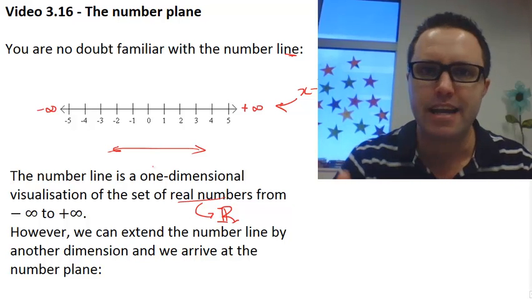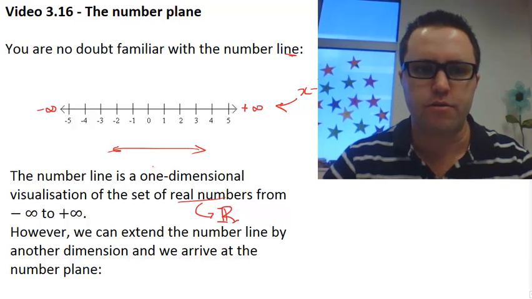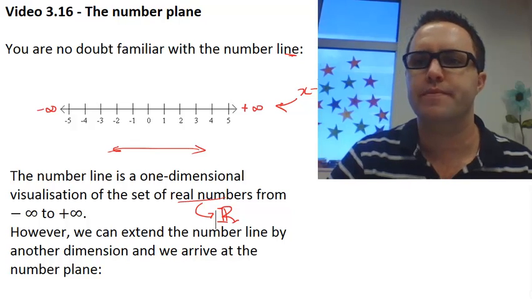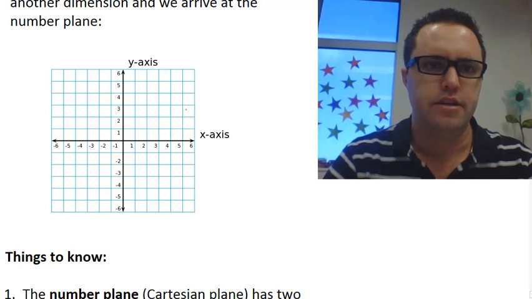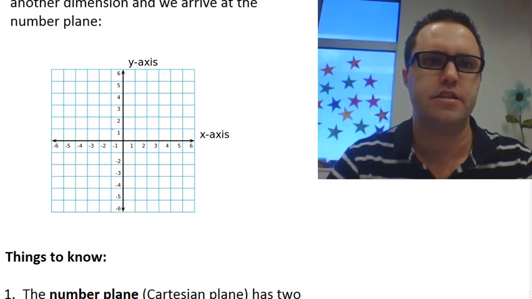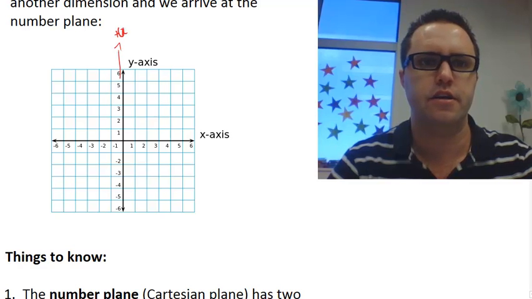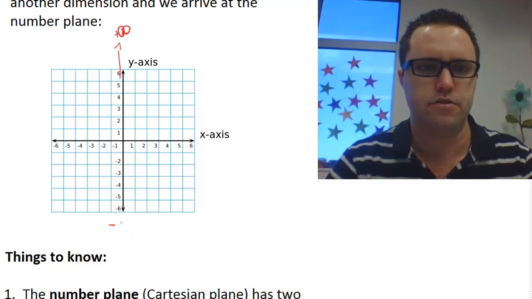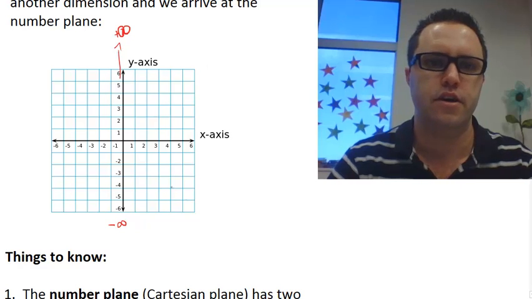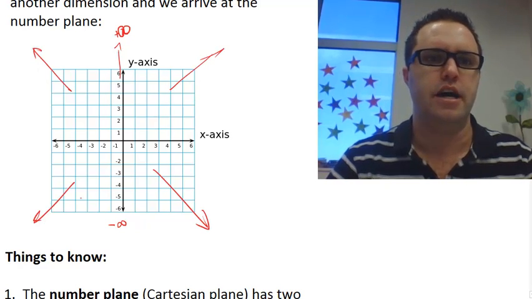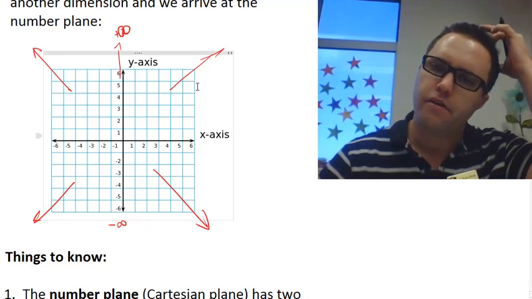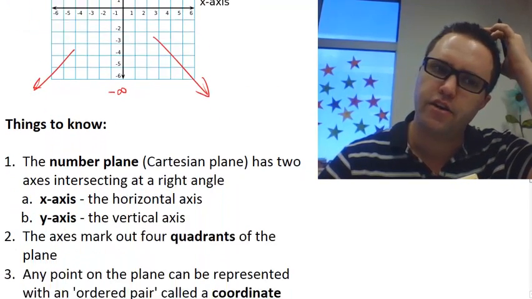However, we can extend the number line by another dimension, and we arrive at what we're going to be calling the number plane. And here it is here. So now instead of just having an x-axis, we have x and y-axis. So again, the y-axis goes all the way out to positive infinity and goes all the way down to negative infinity as well. And so you can imagine this plane extending out in all directions infinitely. Okay? Right, a couple of things for you to take note of.